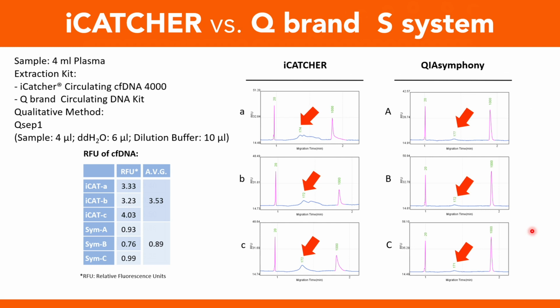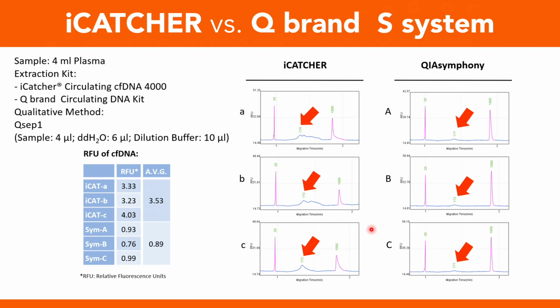And we also did a parallel comparison between iCatcher and the Qiagen QIAsymphony system, which, I show the full name here, is the Symphony system. We do a parallel comparison with a 4 milliliter whole blood and 4 milliliter plasma sample, purified in parallel by iCatcher and Symphony. And after purification, we use QSEP1.